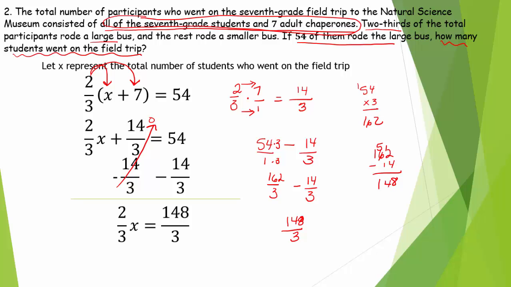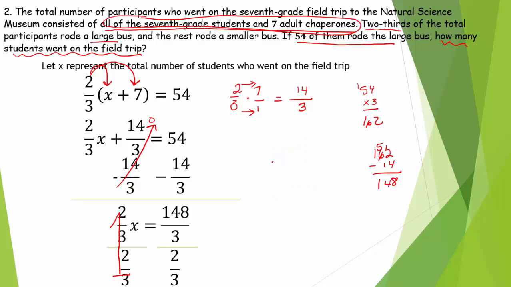What's the operation between the 2/3 and the X? Multiplication. How do we undo multiplication? Division. So we'll be dividing both sides by whatever the coefficient of X is. We'll be dividing both sides by 2/3. 2/3 divided by 2/3, fancy form of 1. So we'll come up with X equals. And now, let me just erase some of this, just so we have space. And now I need to do 148/3 divided by 2/3.